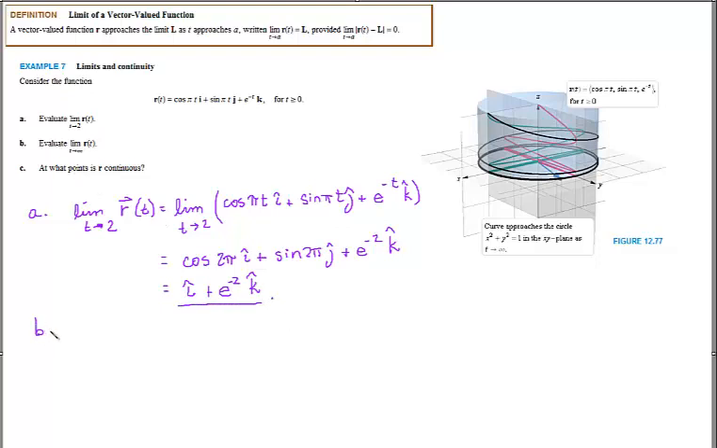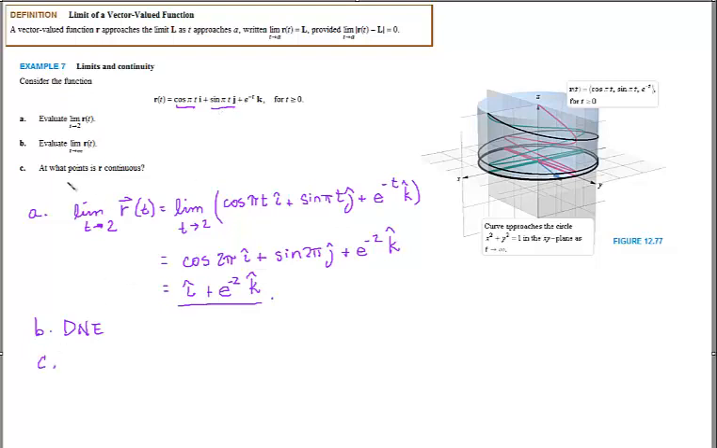The next one is, I'm going to see what happens, and if any one of these fails to exist, then the limit fails to exist. I'm going to see what happens as t approaches infinity, and I can already note that even though I can plug in infinity here for this e to the -infinity, and I know that goes to 0, because cosine and sine are oscillating, that limit doesn't exist. So for the b, I'll write does not exist, and the reason for that is because the limit of cosine and sine as t goes to infinity fails to exist.